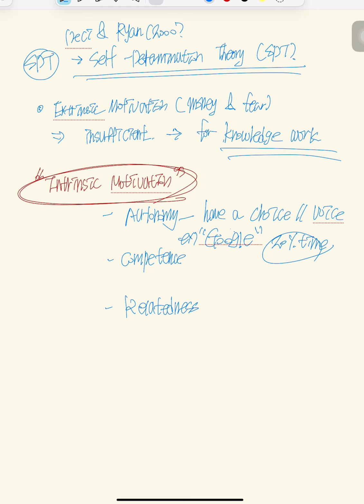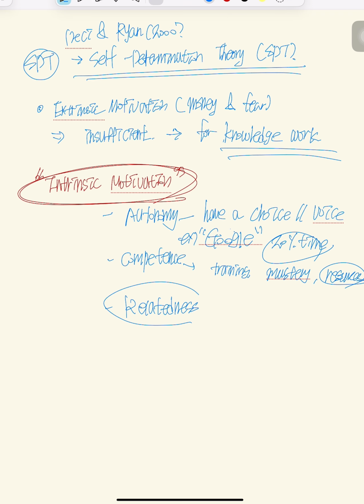The second, competence, means they feel they have the training, mastery, and resources to succeed in their role. So if a strategy requires new technical skills, but the firm does not invest in training, the employee's sense of competence drops and motivation follows.